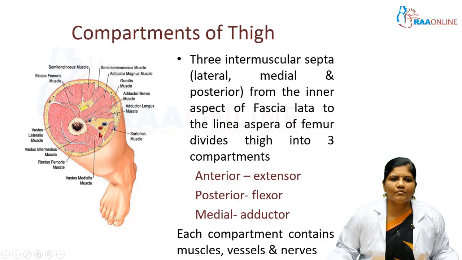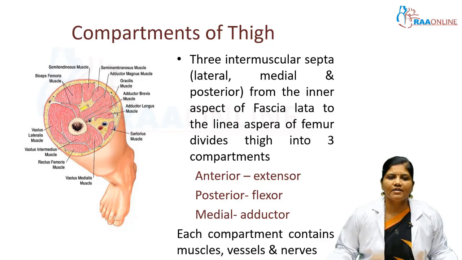The anterior compartment is located between the lateral and the medial intermuscular septa. It is the extensor compartment or the anterior compartment of the thigh. The posterior compartment is situated between the lateral and the posterior intermuscular septa. This is the posterior compartment or flexor compartment of the thigh. The medial compartment is located between the medial and the posterior intermuscular septa. This compartment is known as adductor compartment.